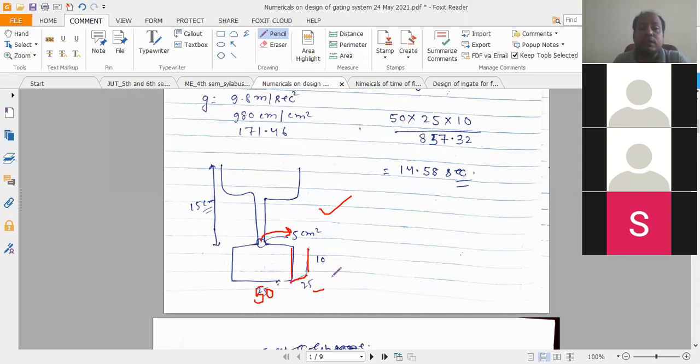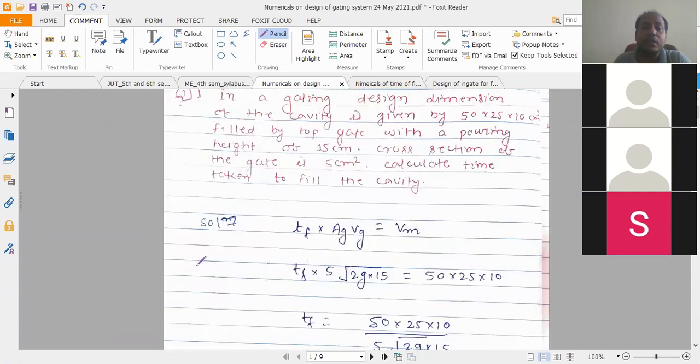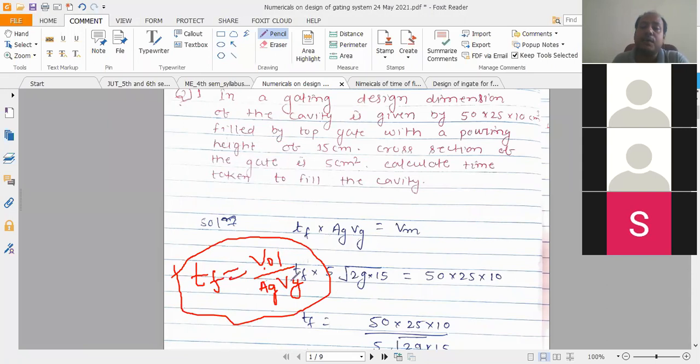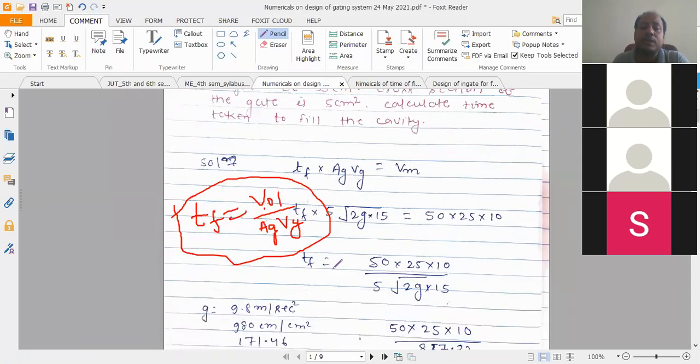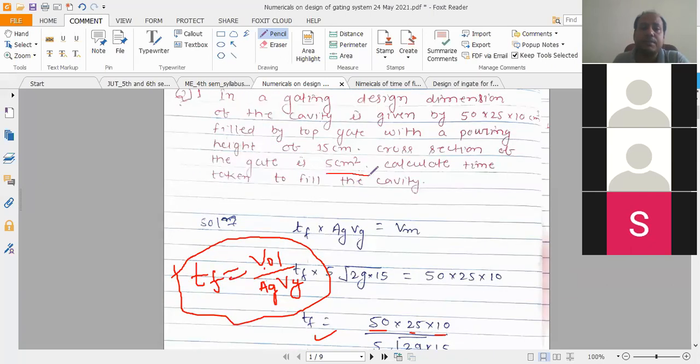For solving this question, you have known that when the top gate is applied, the time of filling will be the volume of the mold divided by the area of the gate into the velocity at the gate point. By this formula we can easily find the time of filling for the top gate. The volume is 50 into 25 into 10 centimeter cube, and the area of the gate is 5 centimeter square.